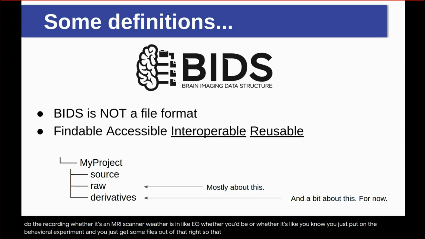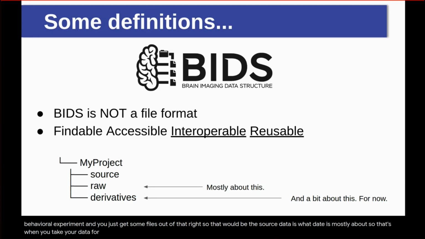So that would be the source data. Raw data is what BIDS is mostly about. That's when you take your data from the source, from what came out of the device, and you try to organize it in a structured fashion that's really highly standardized.